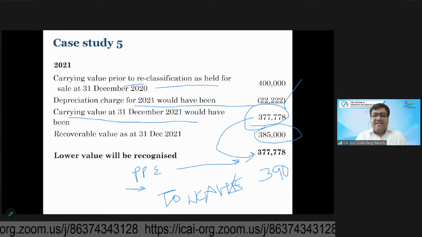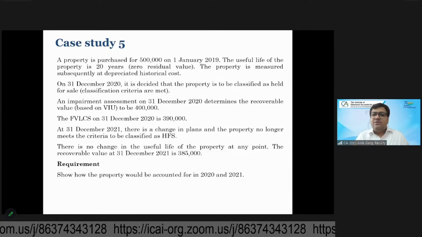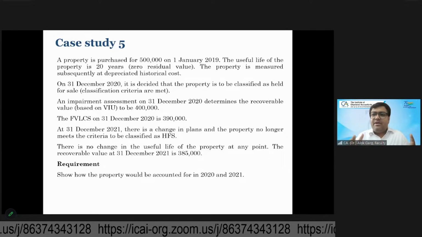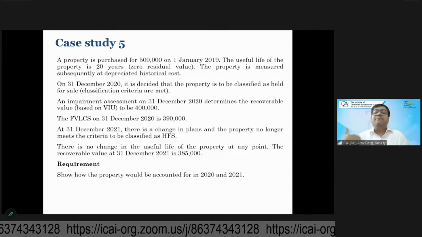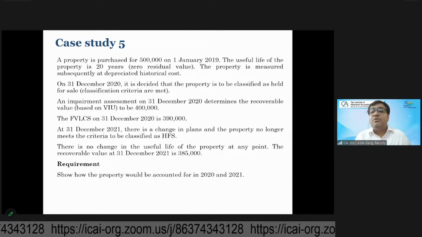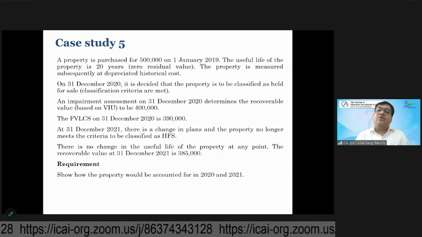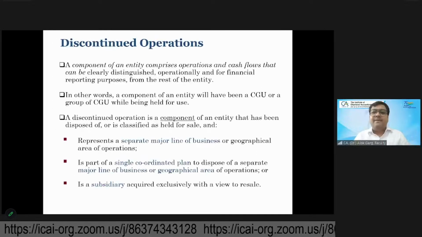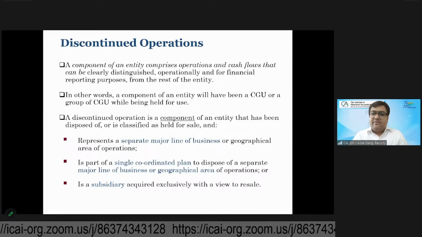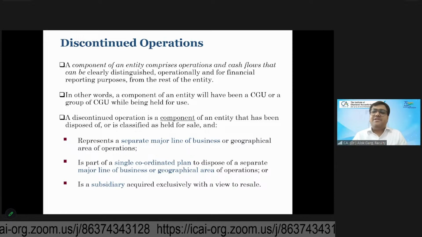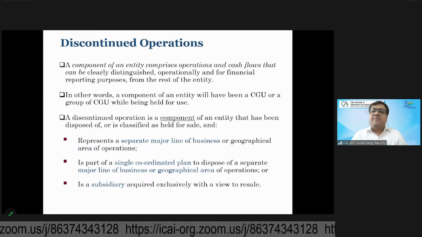So friends, this is case study number 5, and I have covered it in the last batch also. This case study is a good example to understand Ind AS 16 to Ind AS 105, meaning a non-current asset standard to a non-current asset held for sale, and non-current asset held for sale again to a non-current asset standard. So we have discussed the held for sale criteria, measurement for an individual asset held for sale, a disposal group held for sale, and the change in plan of sale.